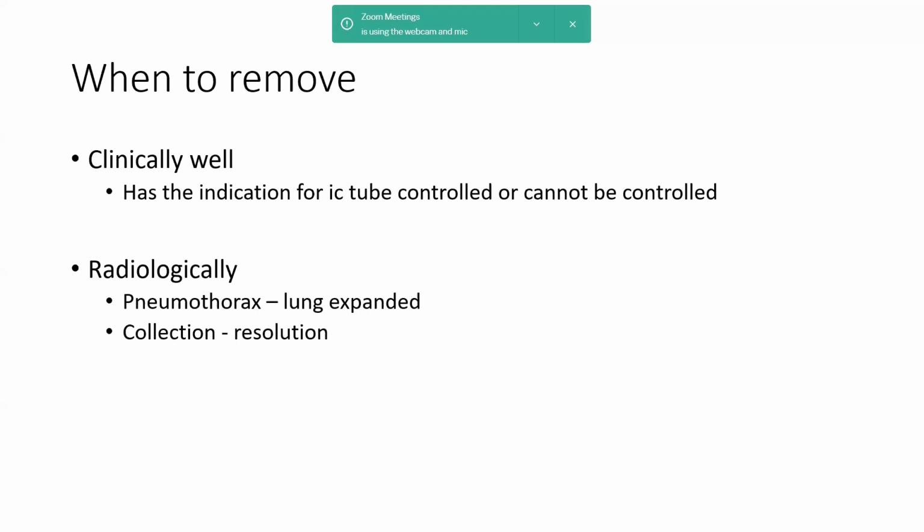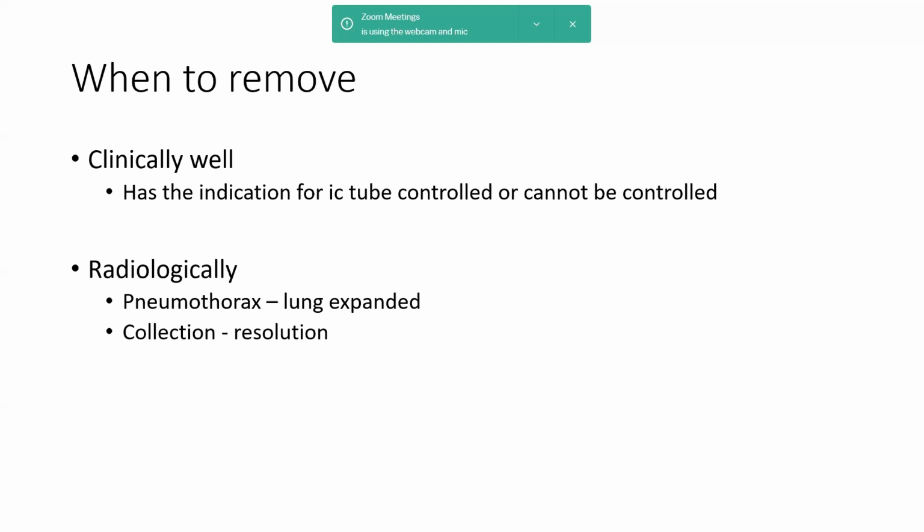Right. Again, when to remove. Assess the patient clinically. Again, I'm repeating myself. The indication for why we put the tube should be resolved, or it cannot be removed. That's another. Assess radiologically, get a chest X-ray.